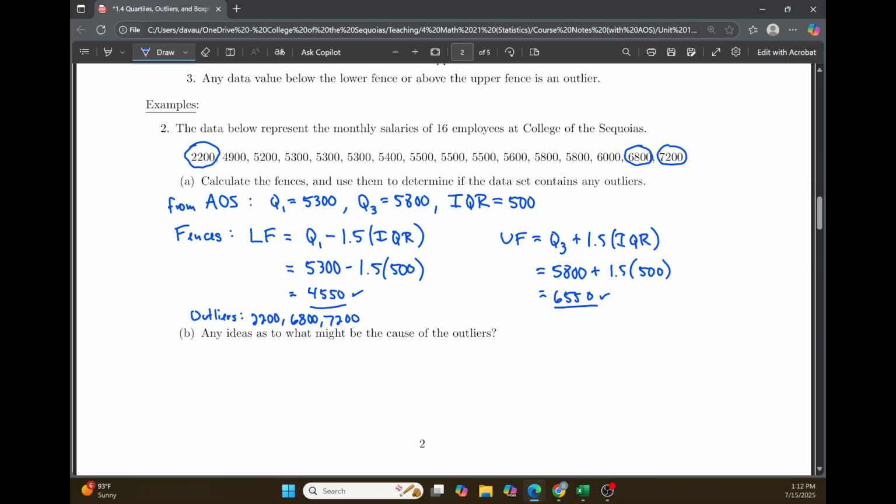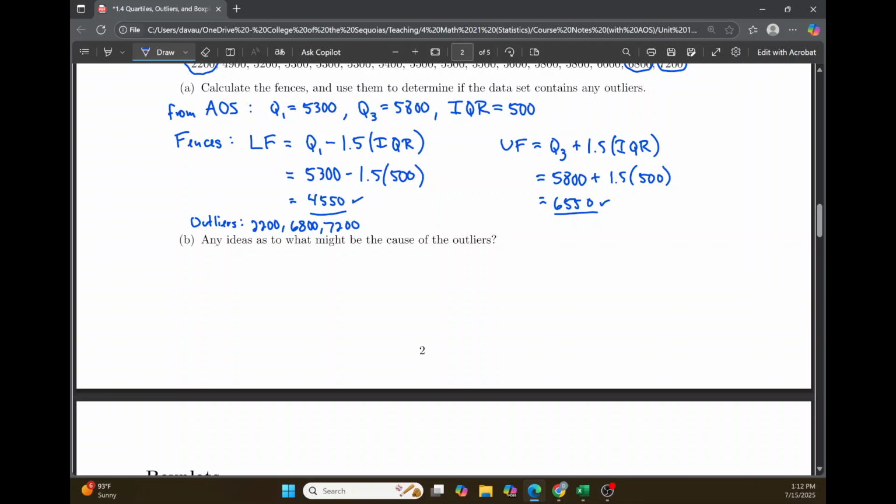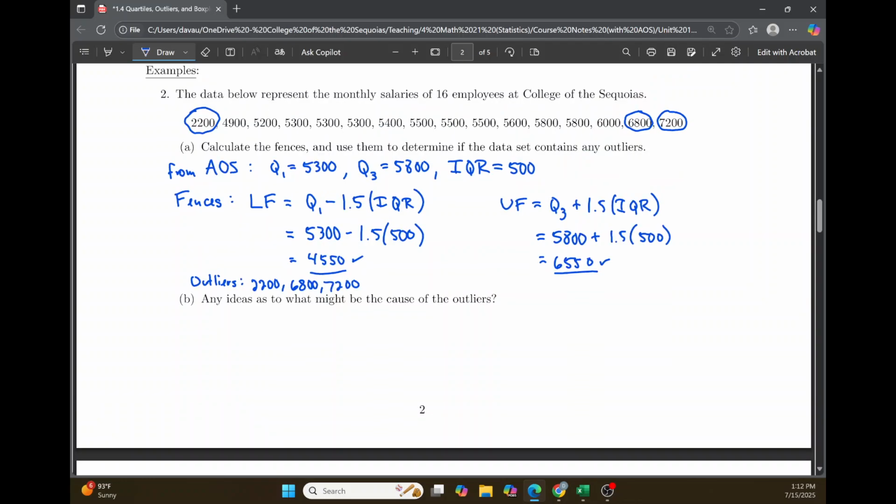Part B asks an interesting question. I'm not sure I'm going to write anything down, but it's worth discussing. It says, any ideas as to what might be the cause of the outliers? I'll let you pause the video and think about that. Remember that these are supposed to be the salaries of COS employees. Particularly on the lower end, 2,200 seems a lot lower than everybody else's salary. Why might that be the case? I would suggest that maybe this employee is part-time and everyone else is full-time. That might be a reason for it.